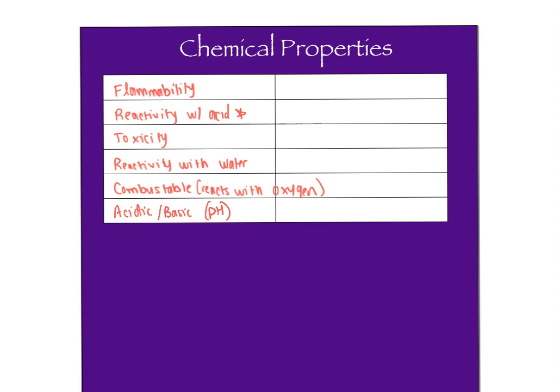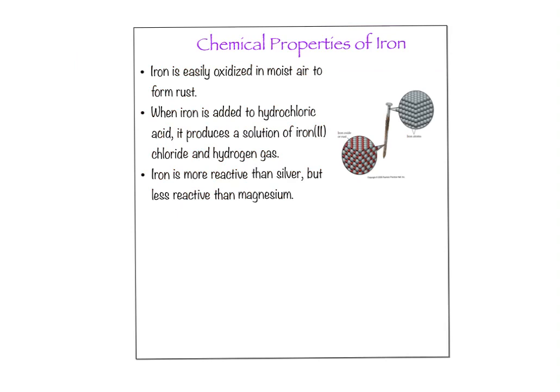Toxicity, so how much a human or another creature can consume before it hurts us or causes problems. Will it react with water? See, I like the reactivity one. That's my go-to. Combustible, so will it react with oxygen, right? That kind of goes with flammability a bit. Acidic and basic is also one, so like knowing the pH and if it acts like an acid or a base in certain chemical reactions. Those are all chemical properties.